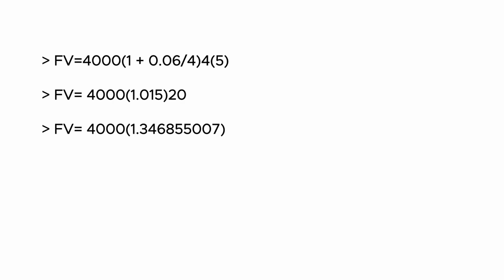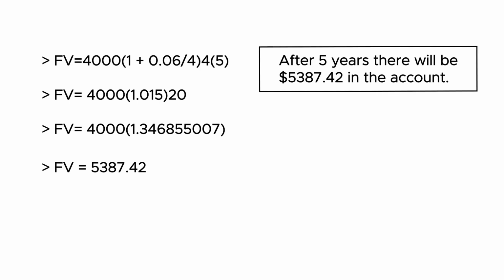FV is equal to 4,000 times (1 plus 0.06 over 4) to the power 4 times 5. FV is equal to 4,000 times 1.015 to the power 20. FV is equal to 4,000 times 1.3469. FV is equal to 5,387.42. After 5 years, there will be 5,387.42 in the account.